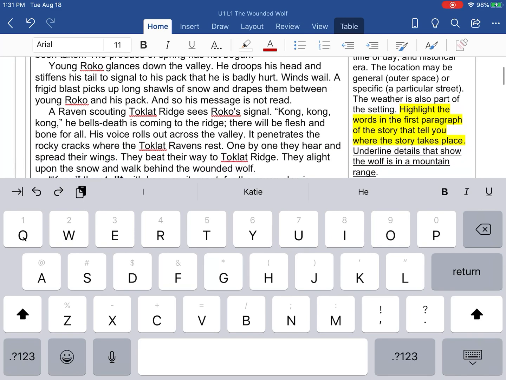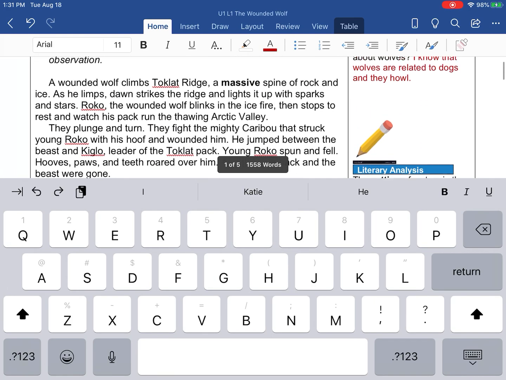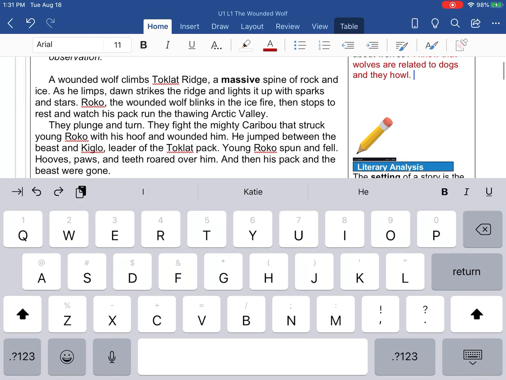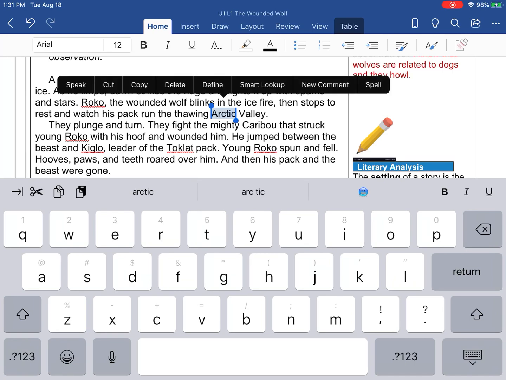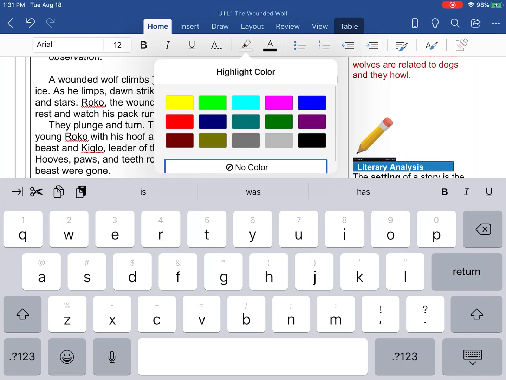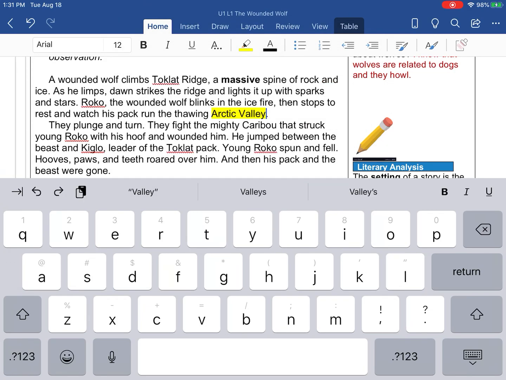So the first task here says highlight the words in the first paragraph of the story that tell you where the story takes place. So now we're looking for location. There's a couple things that you could put here. You could maybe only find one. A big one here is Arctic Valley. So we know that this is occurring in the Arctic Valley. So I'm going to select this, and I'm going to go up here to the highlight tool, and I'm going to highlight it yellow.